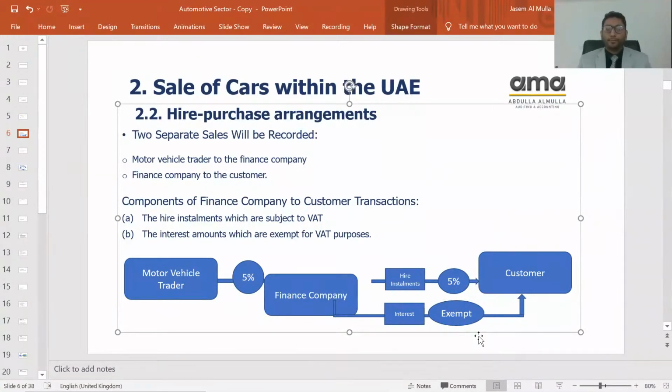For example, the customer paid a 100,000 installment that includes 70,000 of the principal amount and 30,000 of the interest amount. So the finance company will charge the VAT only on the 70,000 rather than 100,000.